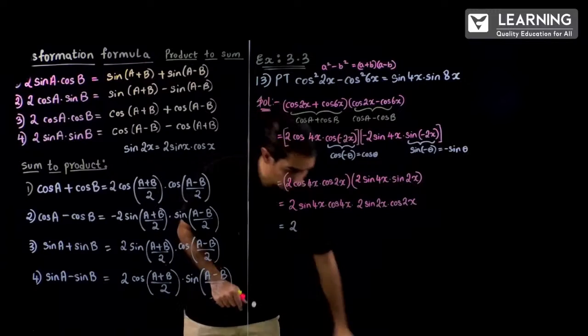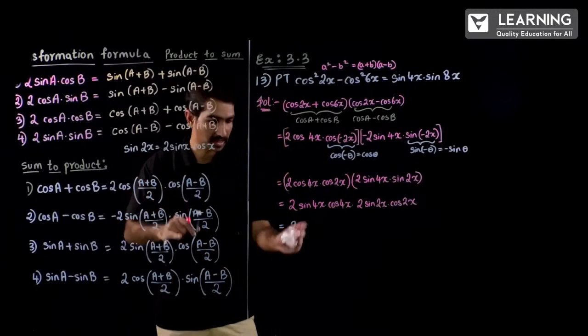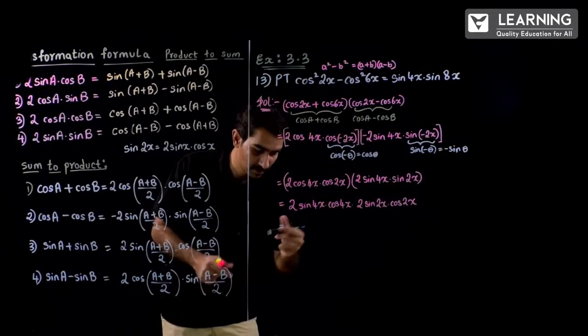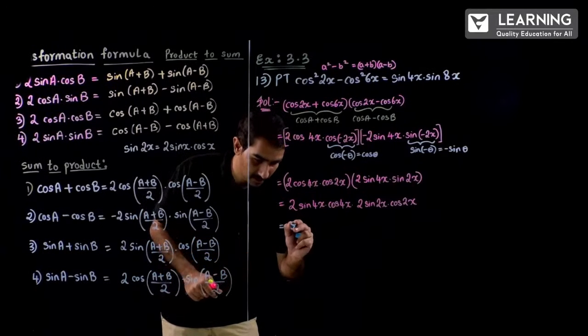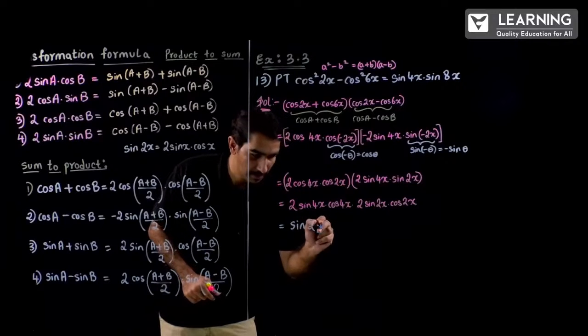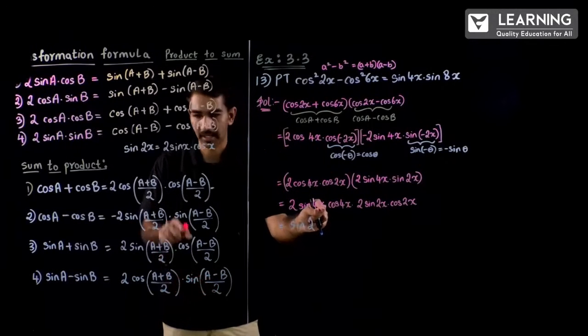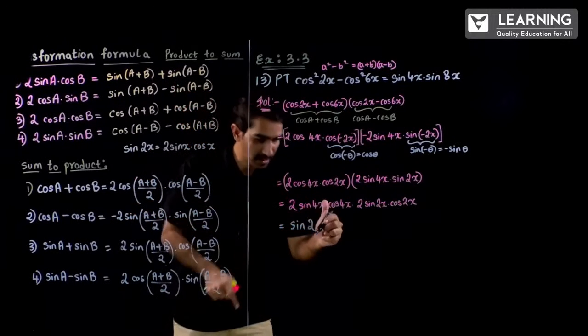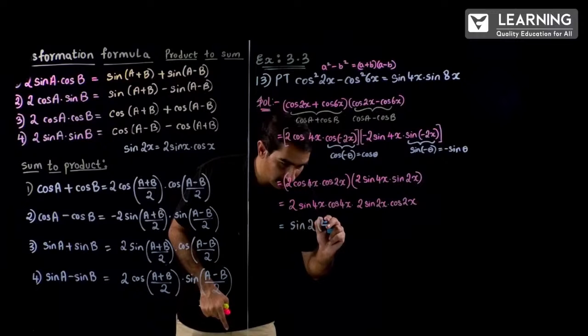Sorry, it's not 2 here. Sine 2x, right? So this will be sine 2x. But in the place of x, what do we have here? 4x. Here we had x only, so we wrote x. Now we have 4x, so open the bracket, write 4x.